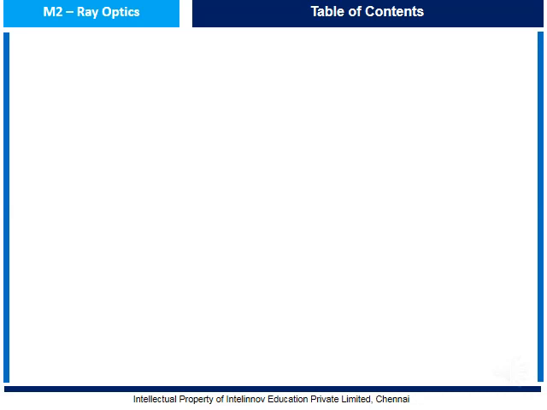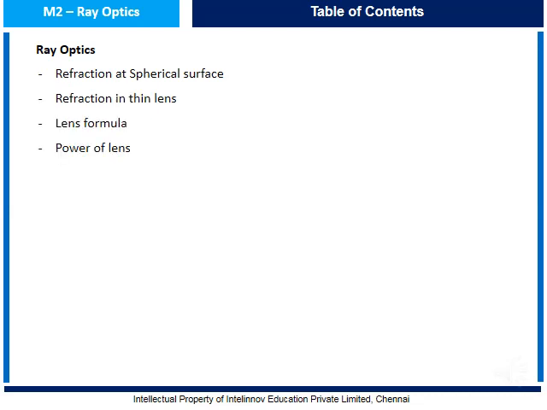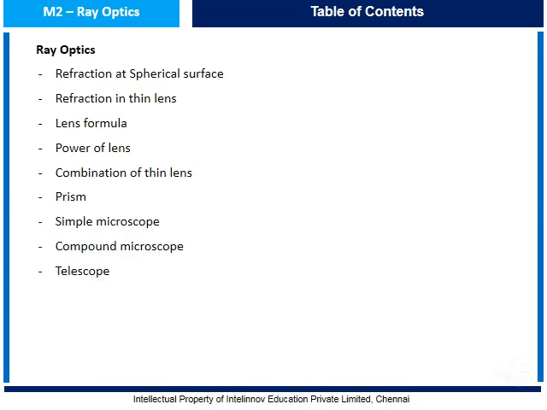Now let us study the second part of ray optics, wherein we are going to study the important points in refraction at a spherical surface, refraction in a thin lens, lens formula, power of a lens, combination of thin lenses, prism, simple microscope, compound microscope and telescope. This will be followed by practice questions.